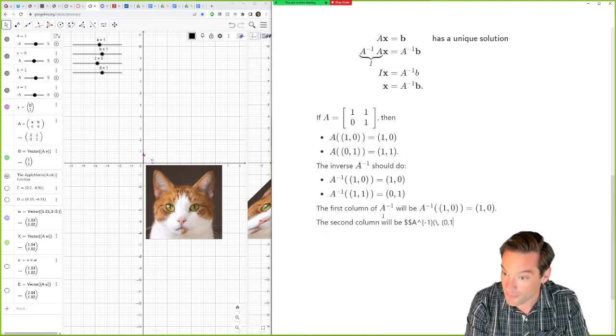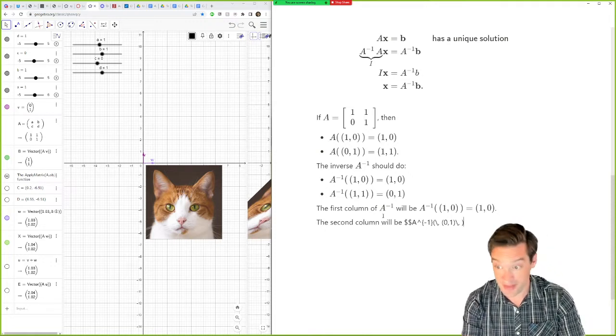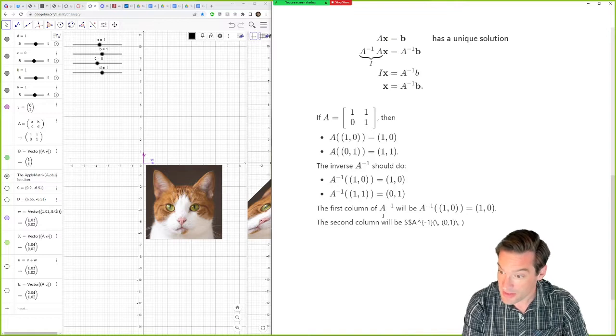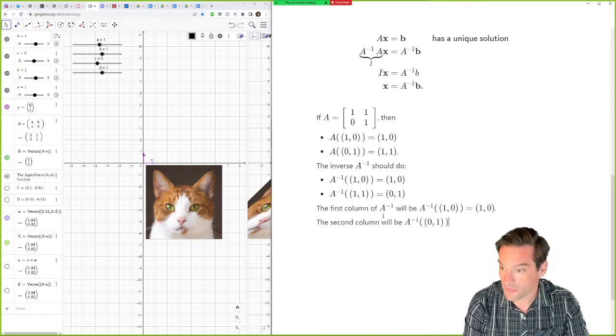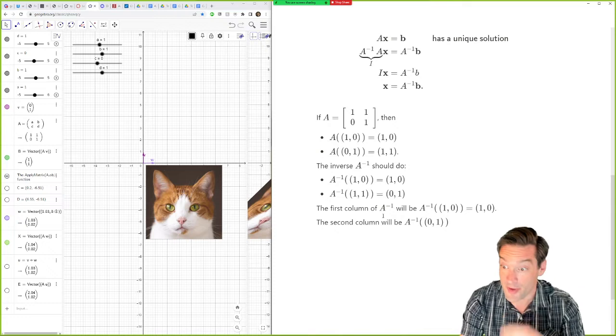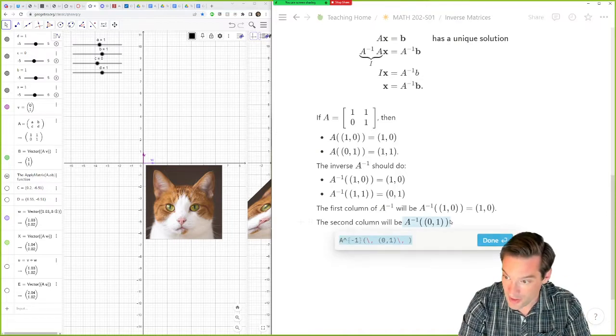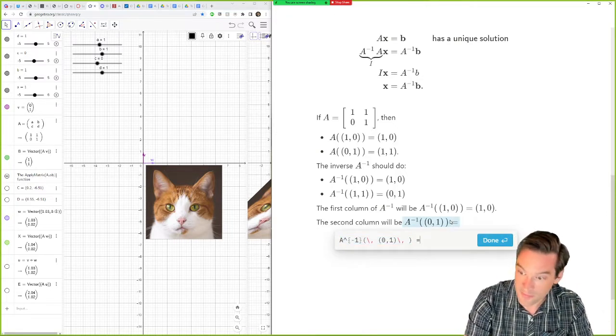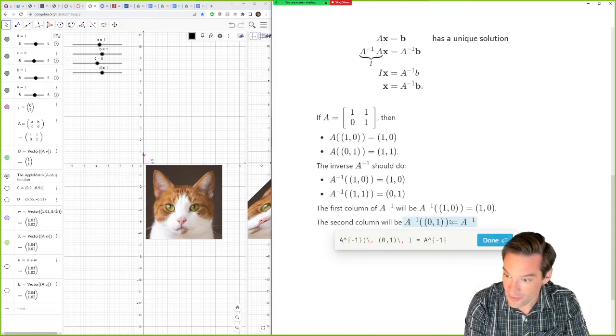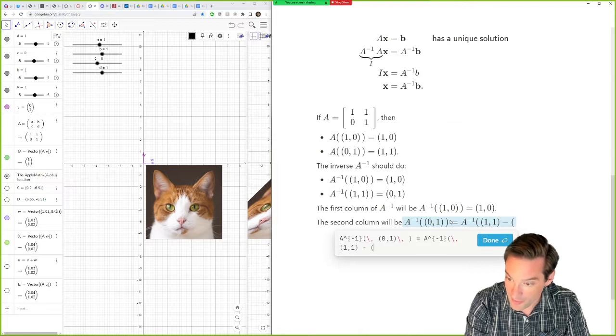Problem is, we don't know what A inverse applied to 0, 1 is. We only know what A inverse applied to 1, 1 is. And so I need to figure out a way to get A inverse of 0, 1, which is what I actually want to know, out of A inverse of 1, 1 and A inverse of 1, 0. In other words, I need to figure out how to get 0, 1 from some linear combination of 1, 1 and 1, 0. Fortunately, this example is pretty carefully chosen. We're in a safe space here. So I can actually get 0, 1 out of 1, 1 minus 1, 0.